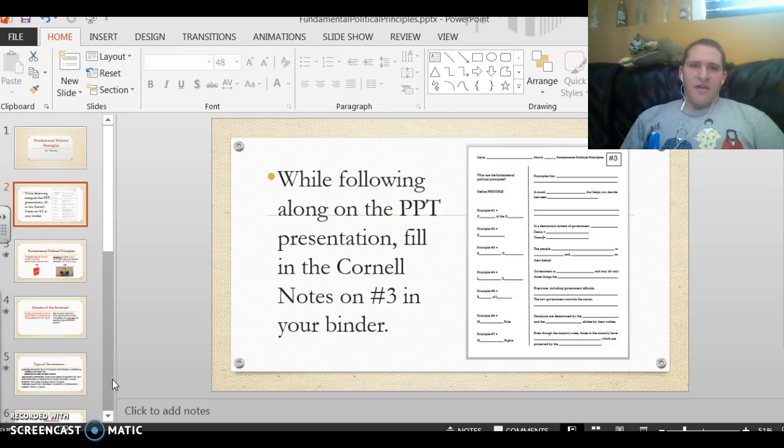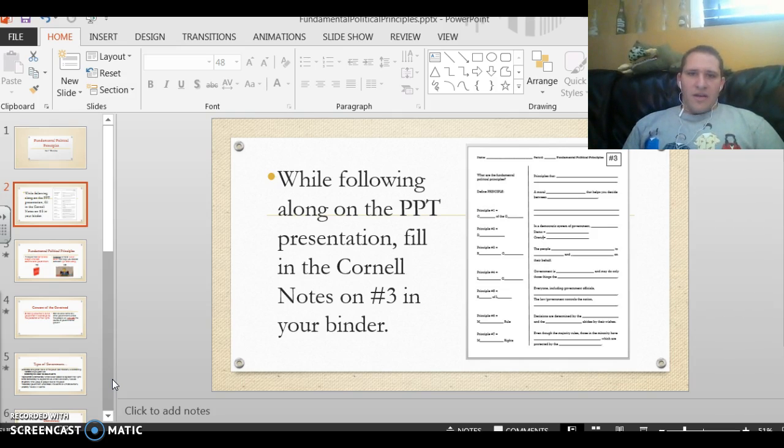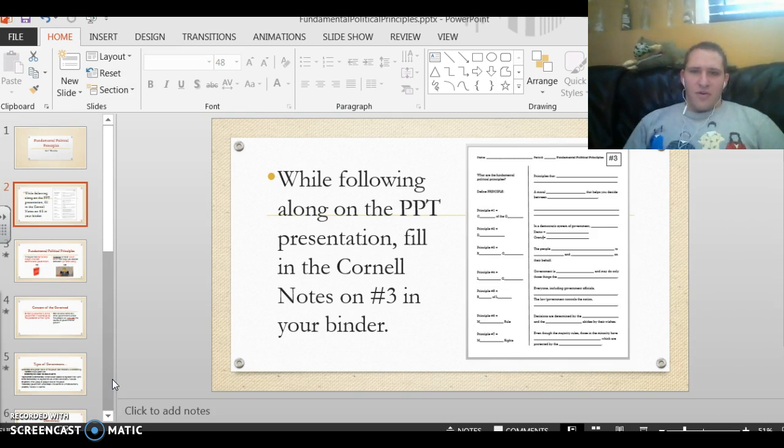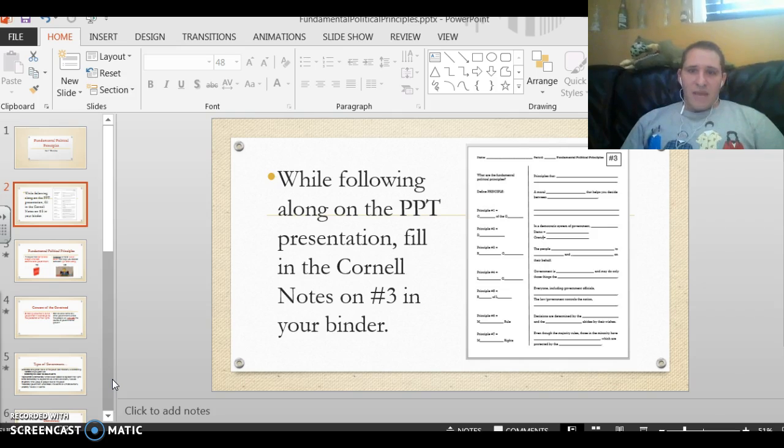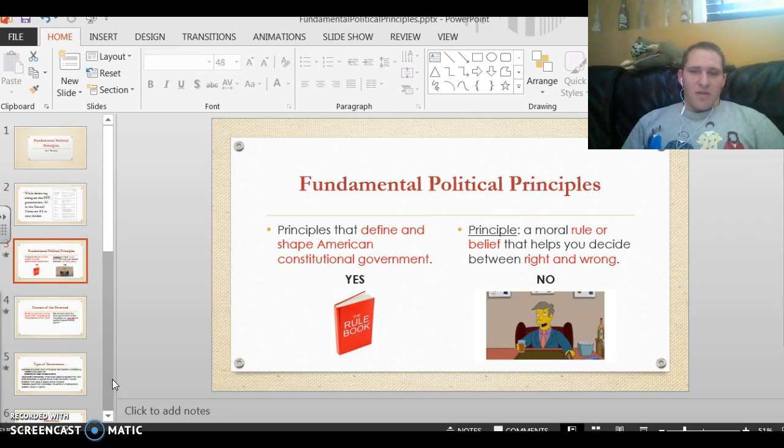So you should have your Cornell notes out, number 3, in your binder for Unit 1. And following along this PowerPoint, you will fill in the Cornell notes. Anything written in red on the PowerPoint, you will fill in your notes. All right, so we're going to start at the top, and if you've ever done Cornell notes before, on the left side of the page is the question, and on the right side of the page is where you write your answers. So let's start with the basic question: what are the fundamental political principles?